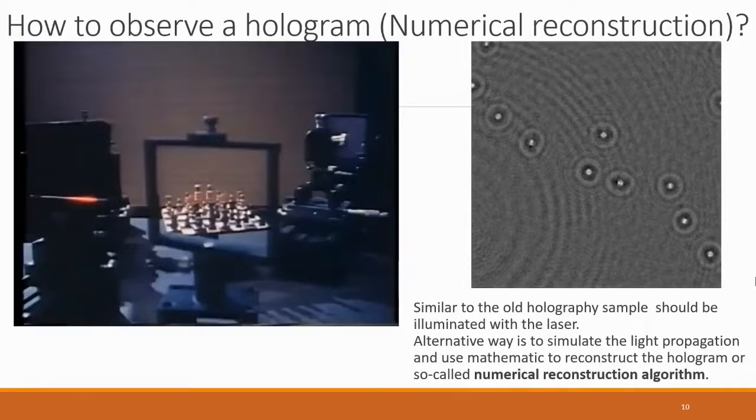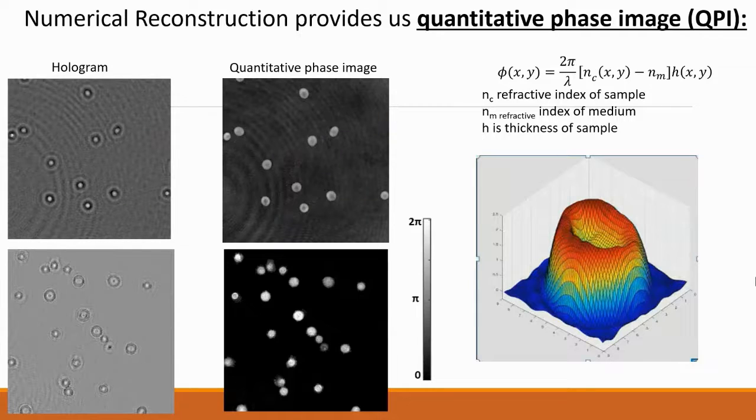As you saw in the video, there is a need to illuminate the photochemical sample again with this laser light. But in digital holography, we don't have a laser light for the illumination of the photosensitive film, because it's a digital recording. So in this case, we use numerical reconstruction, which is an alternative way to simulate the light propagation. We use mathematics to reconstruct the hologram, which is called a numerical reconstruction algorithm.